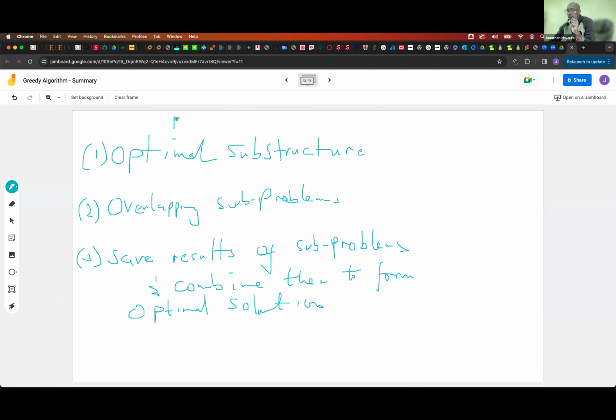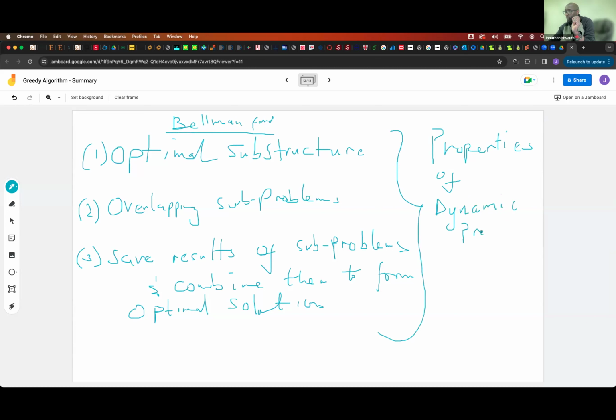Now, this is Bellman-Ford. This technique, by the way, is called Bellman-Ford, the one we talked about. And in this Bellman-Ford, these guys here are properties of dynamic programming.